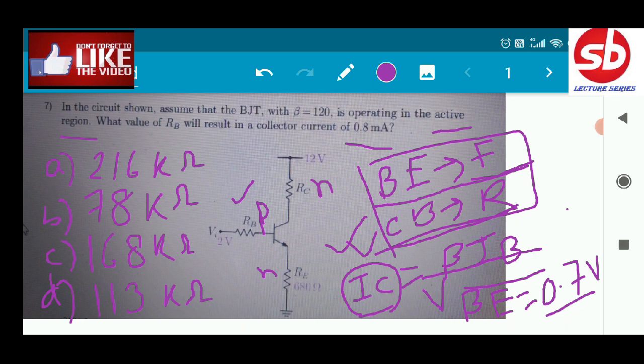Now to solve the problem, these are the answers: 216 kilo ohm, 78 kilo ohm, 168 kilo ohm, and 113 kilo ohm. So what value of RB will result in a collector current of 0.8 milliampere with a beta value of 120, and the transistor operating in the active region? This is a very simple problem. Just remember the two approximations: IC equal to beta IB and VBE equal to 0.7 volt.